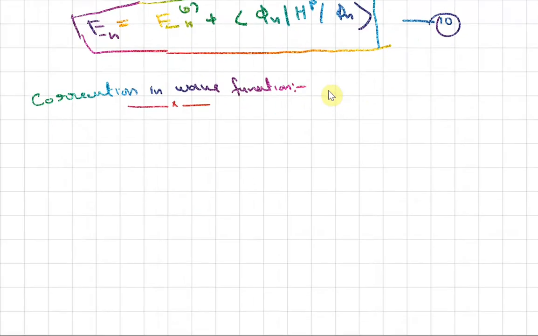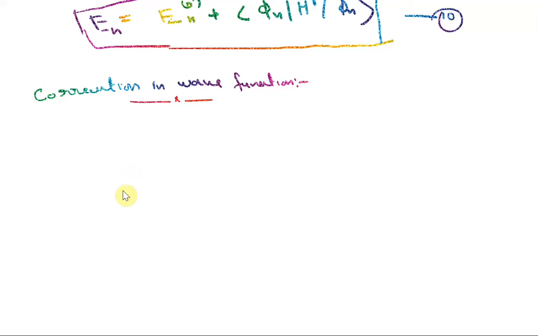Okay, now what we need to find out is the correction in the wave function. So not only is the energy changing, the state is also changing. So we need to find out what sort of change is happening there. The thing that we have to find out is ψn1, the first order correction in the wave function.